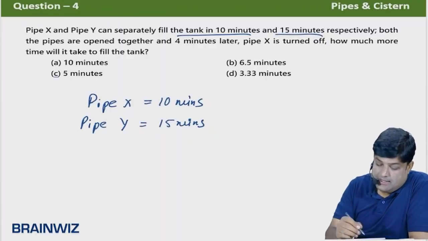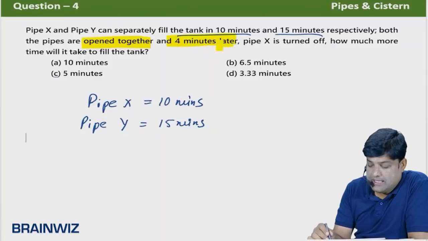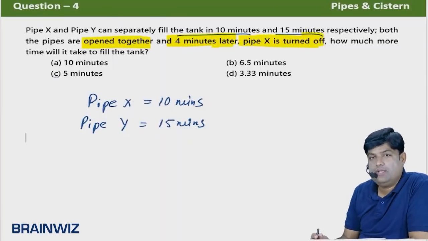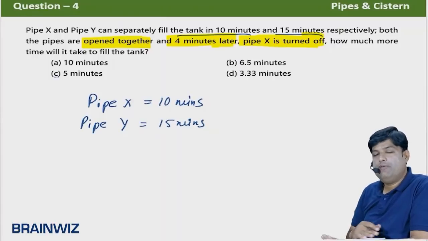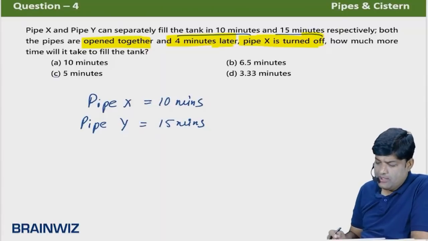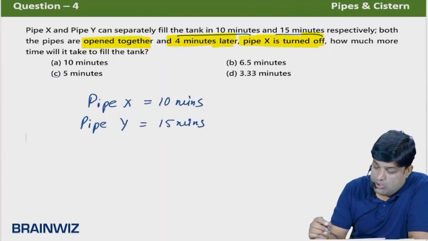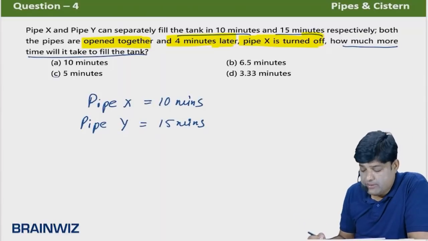It says that these two pipes are opened together, and after 4 minutes, all of a sudden, pipe X is turned off. That means these two pipes are not going to work together the whole time until the tank is full. So he's asking how much more time it will take to fill the tank, meaning how much extra time it's going to take.